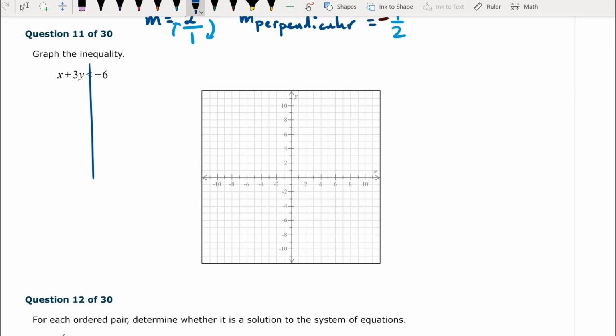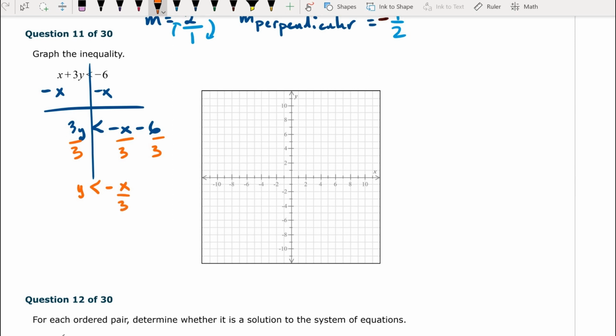So first, we need to isolate the y by subtracting x from both sides. That will give us 3y less than negative x minus 6. And then we divide both sides by 3 to get y alone by itself. So y less than negative x over 3 minus 6 divided by 3 is 2. Okay, I'm going to rewrite this as y less than negative 1/3 x minus 2. Then we will know our slope is negative 1/3. We know our b is negative 2.